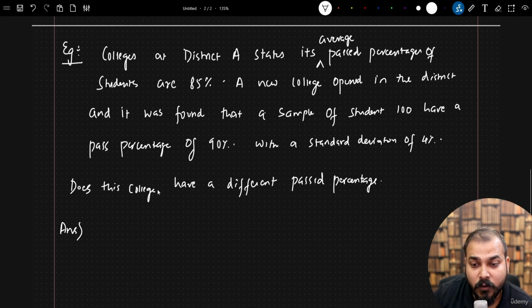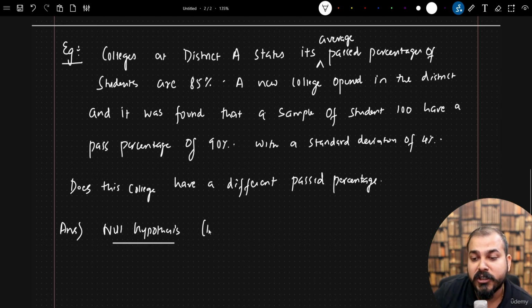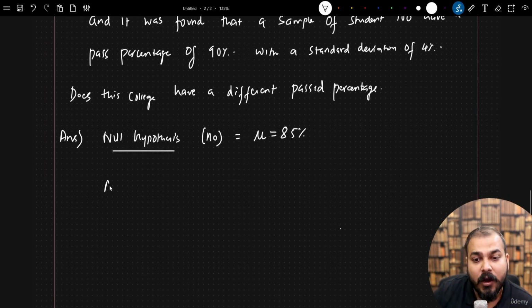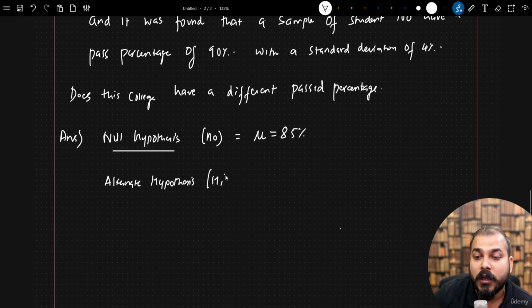Now in order to find out whether it has a different pass percentage, first I will define my null hypothesis. And what the null hypothesis says is very clearly given. H0 is that your average pass percentage is 85%. So in the beginning, this is the assumption that is made by someone. It can be a college, a school, it can be anything. Now if we look at the alternate hypothesis, see this concluding statement or problem statement, what they have told us to find out. It says: does this college have a different pass percentage? That basically means the mean is not equal to 85.